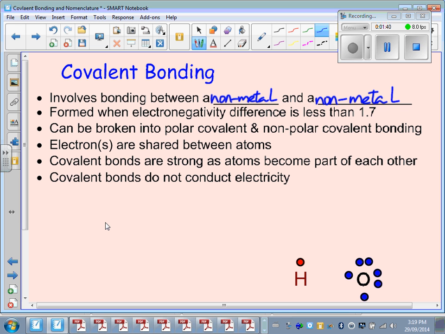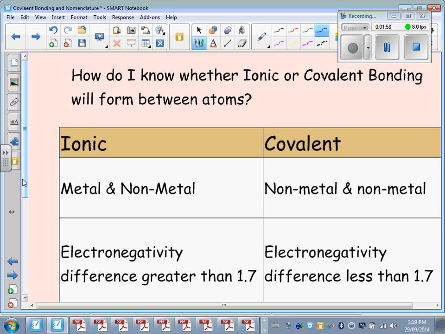Covalent bonds are strong as atoms become part of each other. So within a covalent bond, because the electrons are shared, the atoms become part of each other. And this is another important one: covalent bonds do not conduct electricity. So opposite to ionic bonds in that regard.